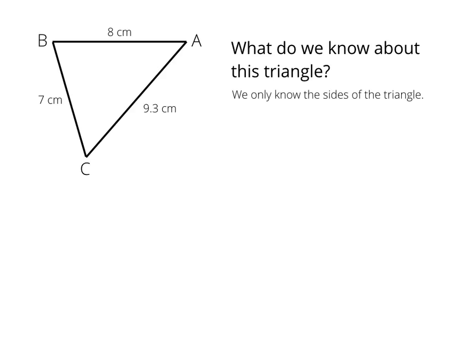Here's what we know. We only know the sides of the triangle. And when this happens, when you only know the sides of a triangle and none of the angles, that is an indicator into which law to use. So, which law is the correct law to use? What do you think? Pause the video and think about it.